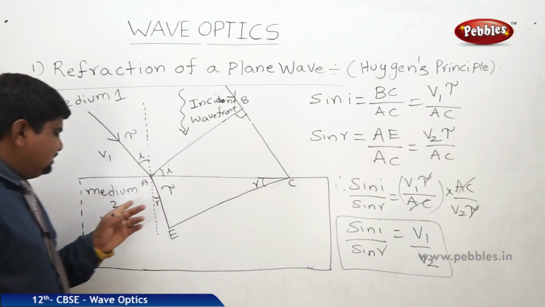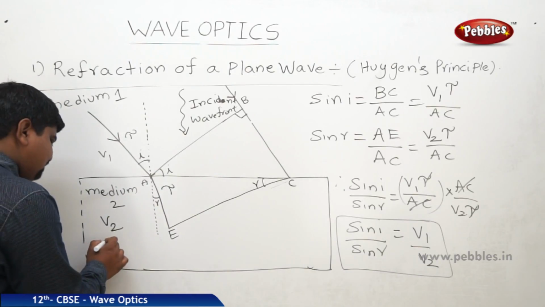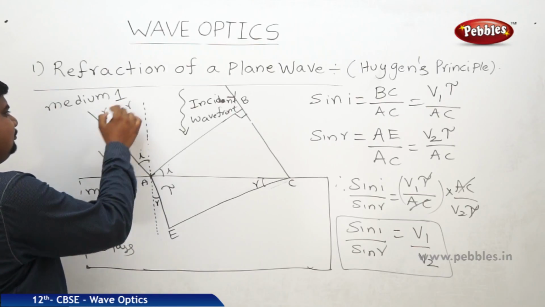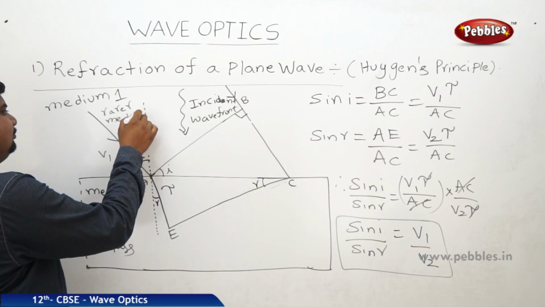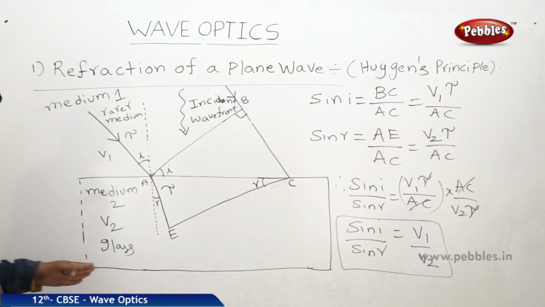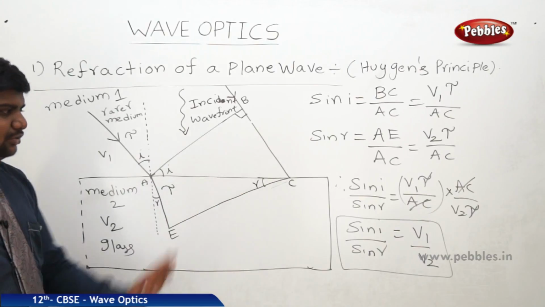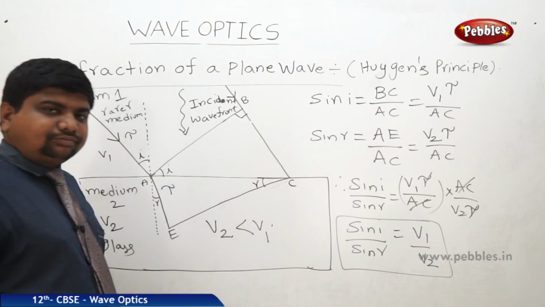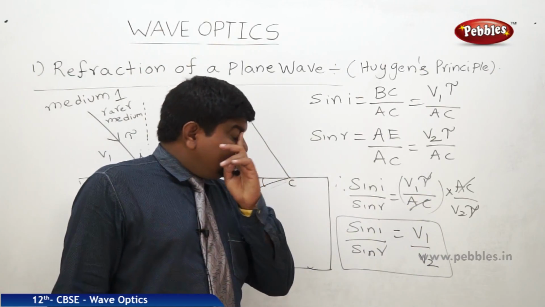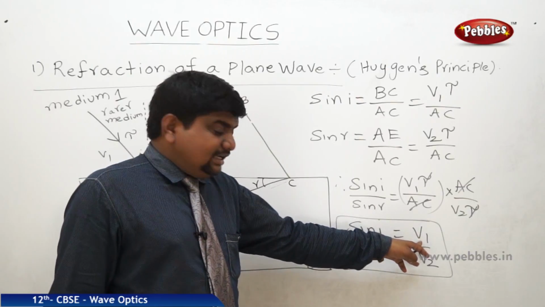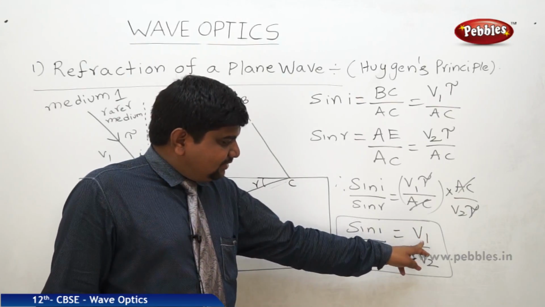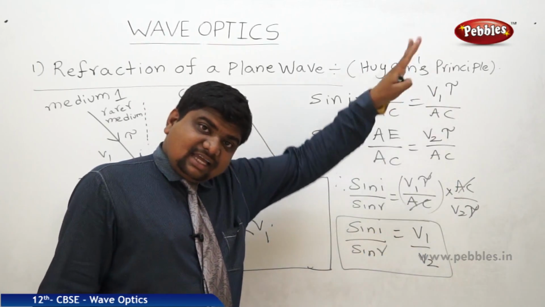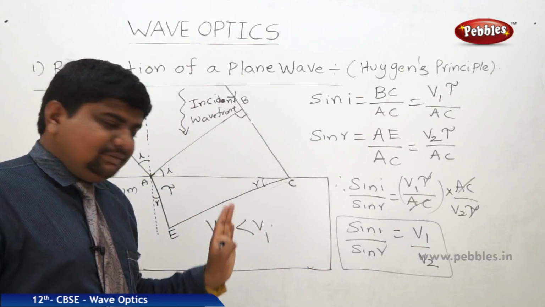But see, this is a glass medium. Let us take the medium 2 as glass or any denser medium. This is a rarer medium. When compared to the rarer medium, the speed of light in a denser medium will be less. That means we can write v2 is less than v1. If v2 is less than v1, v1 by v2 is greater than 1, then sin i is greater than sin r. That is a very, very important one.